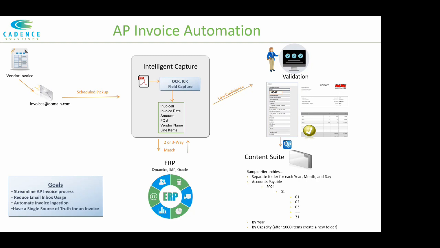If, however, we run into a scenario where we don't have a PO number, we're not going to do the matching, but the system did capture everything accurately, we can take the high confidence path, skip validation altogether, and instantly start a workflow for approval.